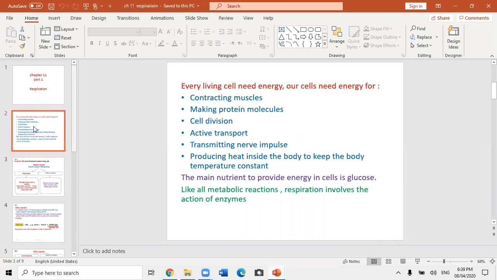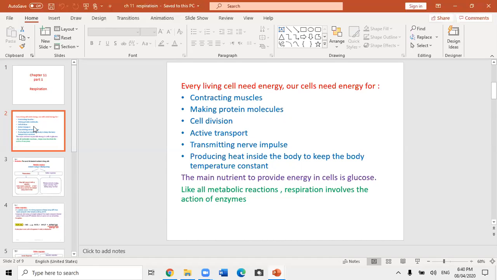First of all, students should know that every living cell needs energy, and our cells as humans also need energy for different reasons. Let's just list these reasons briefly. Sure, we need energy for contracting our muscles, so we can move parts of the body, for making protein molecules by linking amino acids together, for cell division, so that we can repair any damaged tissue and can grow.